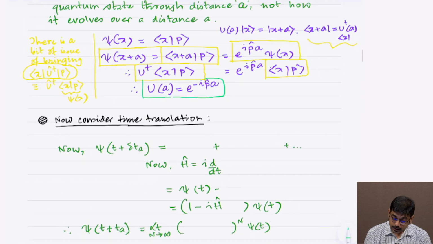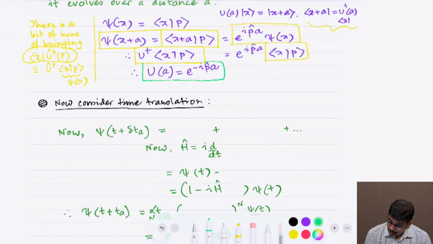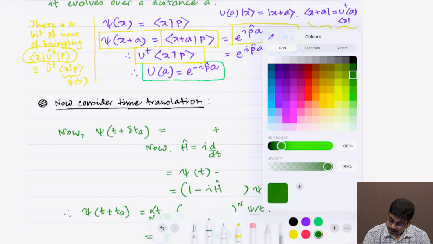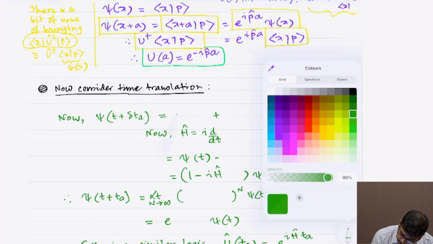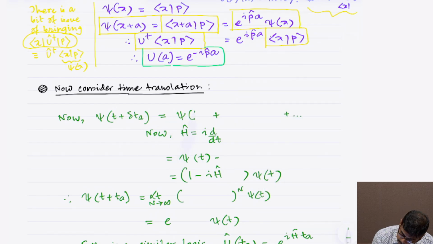Now, I would like to consider time translation. Now, in time translation, what will happen? I am basically considering the wave function to transform from psi of t to psi of t plus delta t a. Now, once again we can expand it in the Taylor series, and so therefore, this is psi t plus simply d psi dt into delta t a plus and so on.